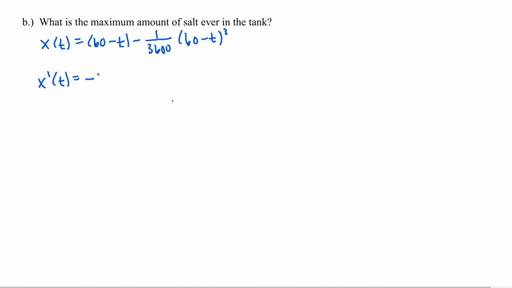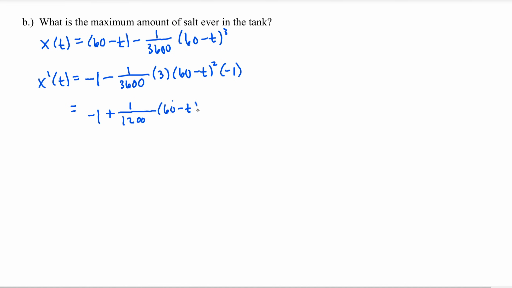The derivative of 60 is 0, and the derivative of negative t is negative 1. Applying the power rule over here in combination with the chain rule, we've got constant multiplier negative 1 over 3,600. We're going to bring the power down in front as a coefficient, keep the base the same, decrease the exponent by 1, and multiply by the derivative of the base. So just an ordinary derivative here. Simplifying, we have negative 1. If we combine the two negatives in that second term, that'll give us a positive. 3 over 3,600 reduces to 1 over 1,200 times (60 minus t) squared.